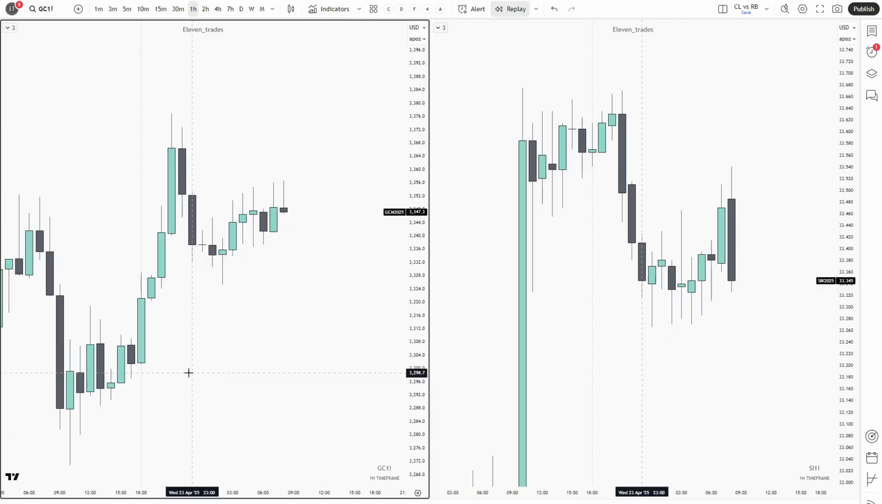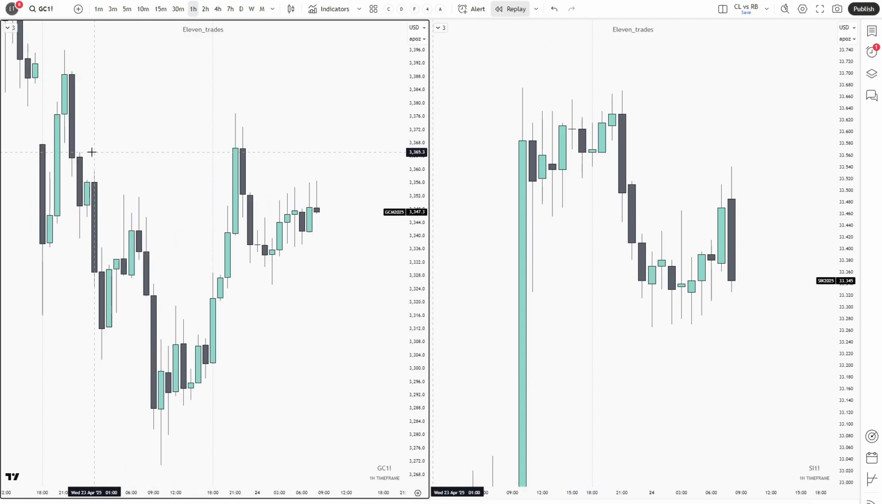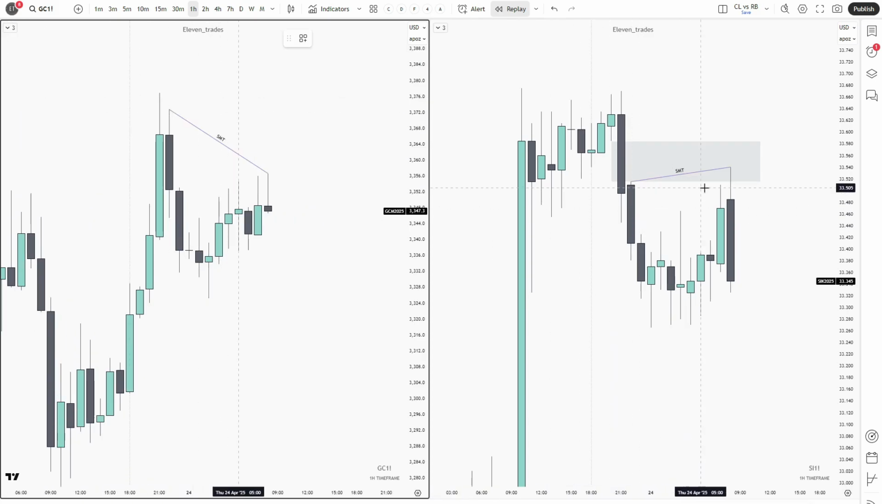Now for the second example, we are on the gold hourly chart. As you can see, we have SMT divergence at this swing point. The gold is weaker, not taking this high, while the silver is the stronger asset and it is taking that high. So this is our first confluence for bearishness. In the New York session, the silver takes this fair value gap and creates SMT divergence inside this, while the gold is weaker and it is creating that bearish SMT divergence.